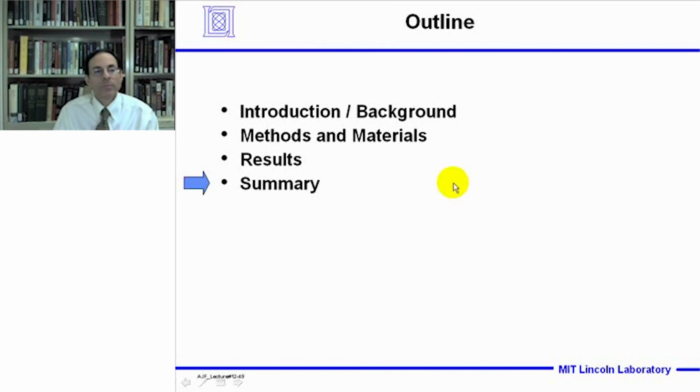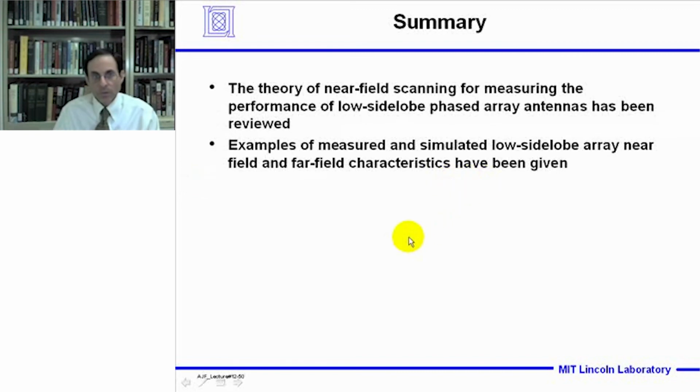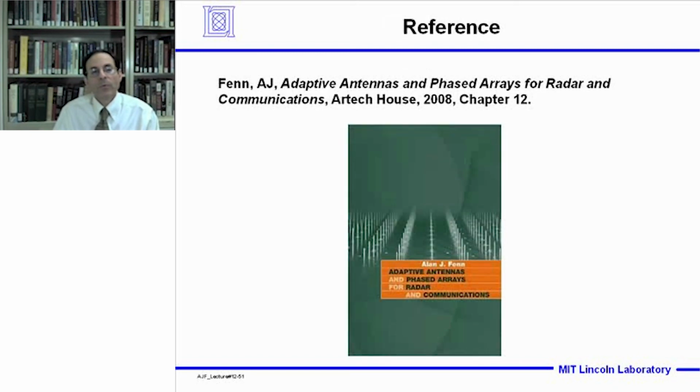So let's summarize. In this lecture, the theory of near-field scanning for measuring the performance of low-side-lobe phased array antennas has been reviewed, and examples of measured and simulated low-side-lobe array near-field and far-field characteristics have been given. Chapter 12 of the book, Adaptive Antennas and Phased Arrays for Radar and Communications, can be used to supplement the material presented in this lecture.